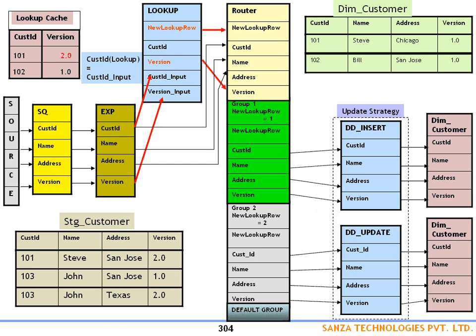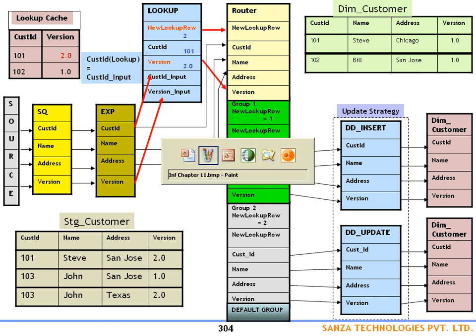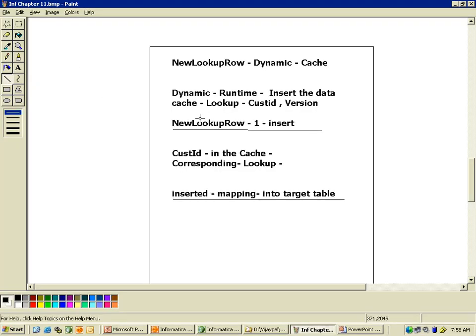If the record exists, it goes and updates the record in the cache. If you make a dynamic lookup cache, if the condition is satisfied, it will go and update the record in the cache. When it updates the record in the cache, then what will it return? New lookup row is equal to 2. So if it inserts the data into the cache, new lookup row is 1 by itself by Informatica.